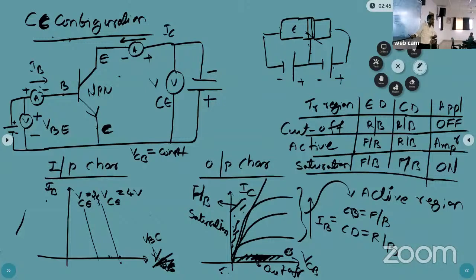Forward or reverse bias? Base collector junction. Collector base junction is always reverse biased.